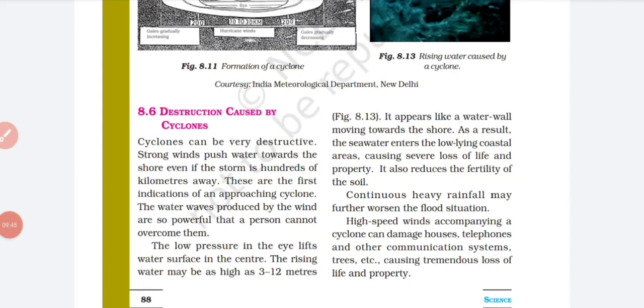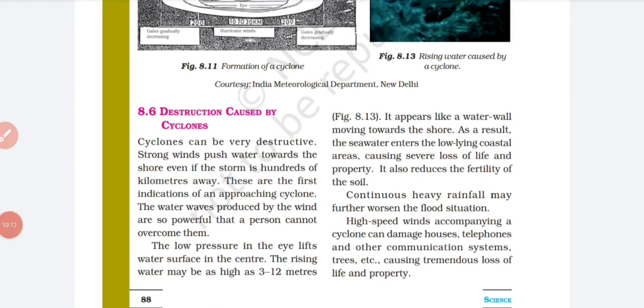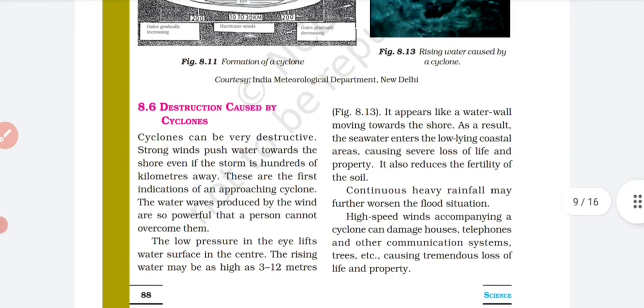Now, destruction caused by the cyclone. Whenever a cyclone occurs, it is very destructive because strong winds push water towards the shore even if the storm is hundreds of kilometers away. That means even if it is too far away, it is able to pull the water. When this happens, these are the first indications of an approaching cyclone. The water waves produced by the wind are so powerful that a person cannot overcome them. That means no person can overcome them when these types of cyclones occur.